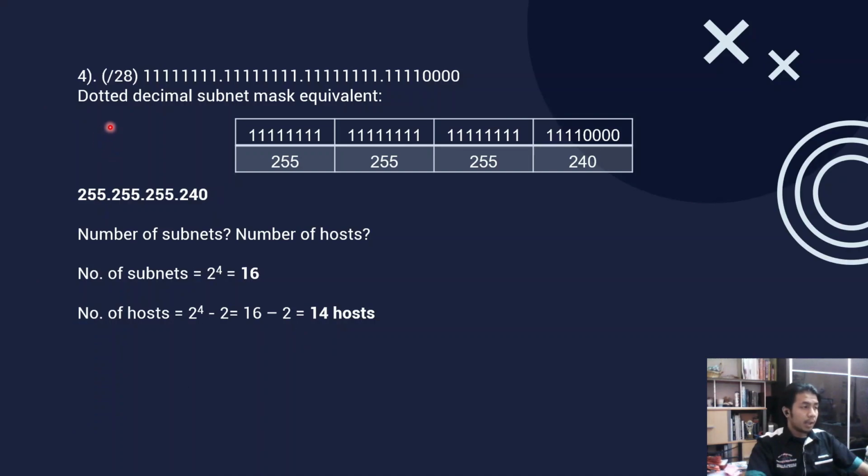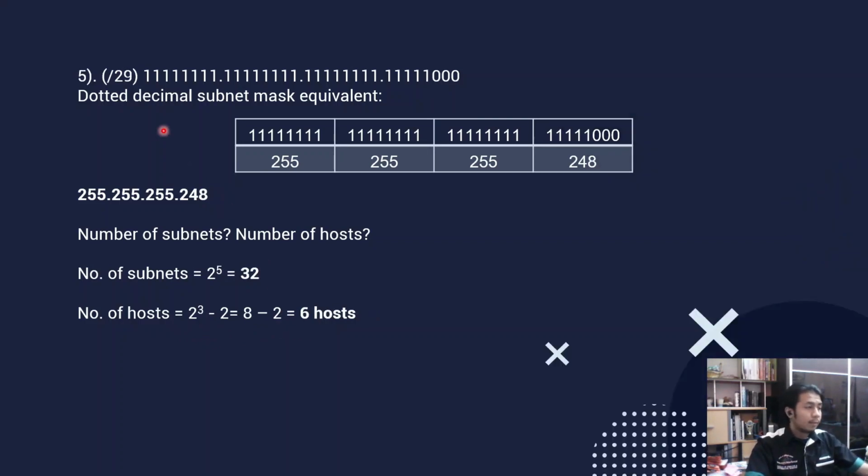And for prefix 28, the dotted decimal subnet mask is equivalent to 255.255.255.240, and the number of subnets is 2 to the power of 4, which is 16. As you can see from the question, there are 4 ones borrowed from the host portion, and the number of hosts is 2 to the power of 4 minus 2, which is 16 minus 2 equal to 14 hosts per subnet.